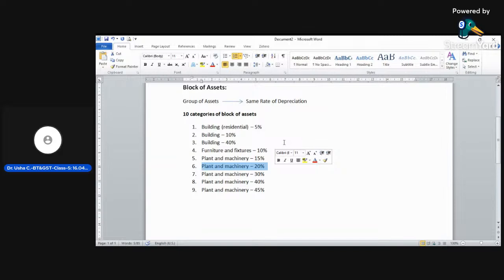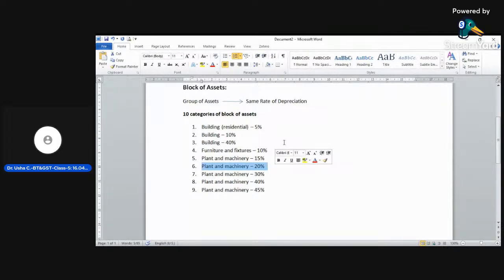I'll repeat, like buses, lorries, taxis which are running on hire basis, then plant and machinery which is used in the semiconductor industry, then molds that are used in rubber and plastic goods industries, and also the motor car which is purchased after August 23rd 2019 and before April 2020, then that motor car is also charged at the rate of 30%.